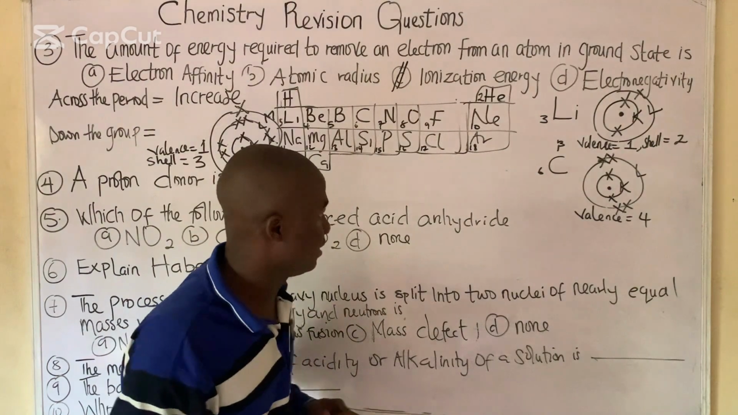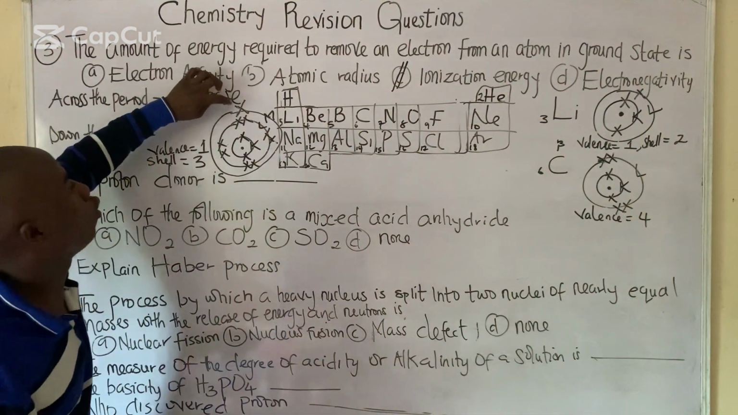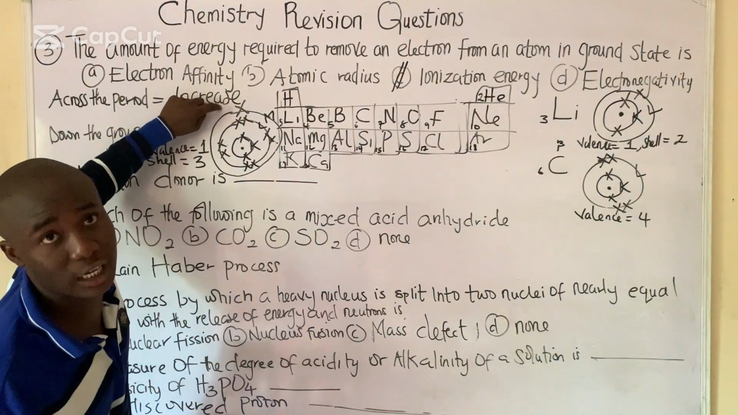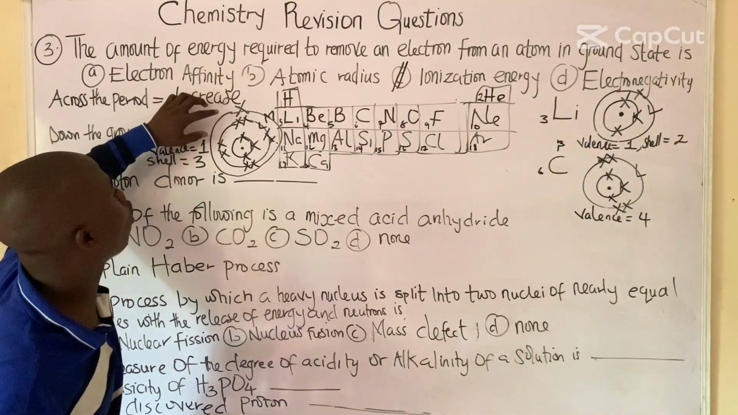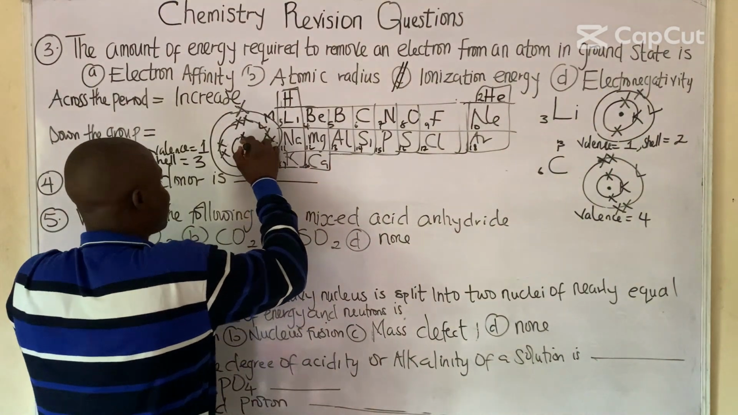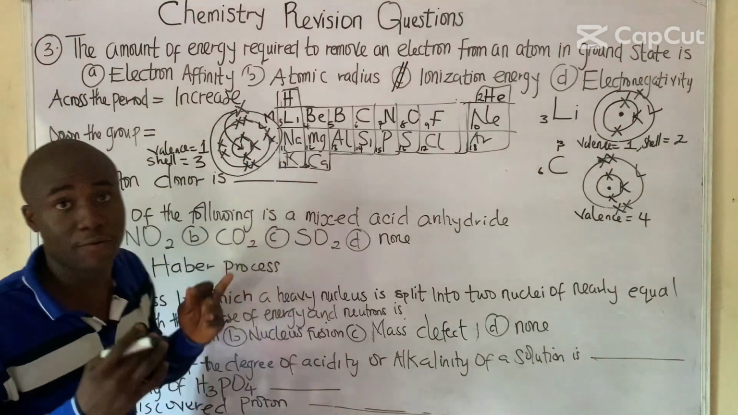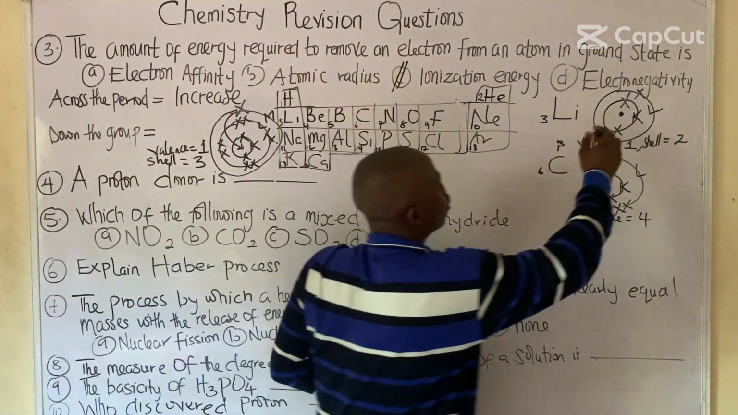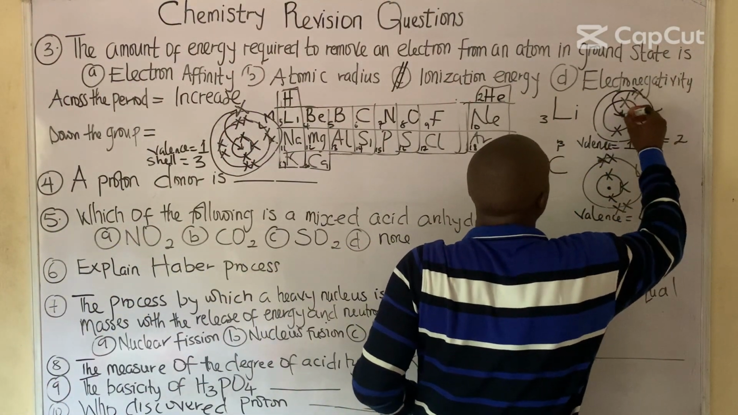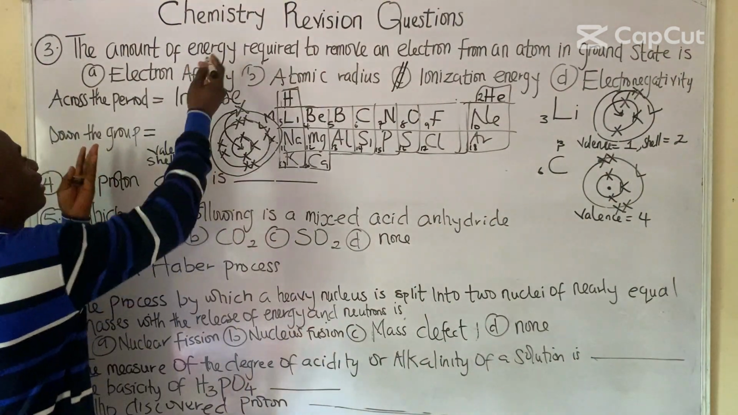So the point here is this: we are working towards removing this outermost electron from the valence shell, and there is a force of attraction that holds the nucleus with the valence shell. There is a force of attraction that holds the nucleus with the what? Valence shell. We are working down the group now. We are done with across the period. So let's see what happens, if it's increasing or decreasing.